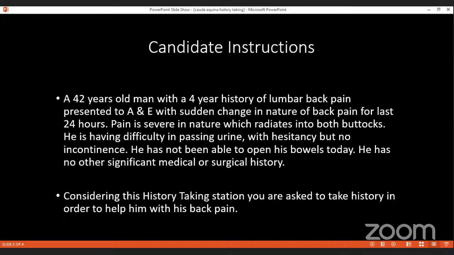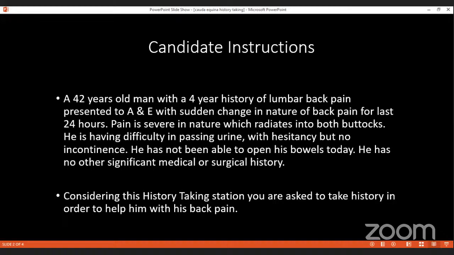So, ideas, concerns and expectations. What are your ideas regarding this problem? What do you think you are suffering from? I don't really know, and that's why I'm here. But I think it might have something to do with the weight that I lifted, because the weight was kind of heavy for me. Okay, and what are your expectations from us regarding your problem?